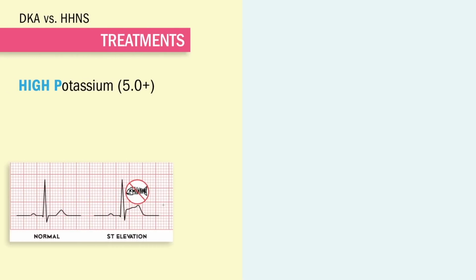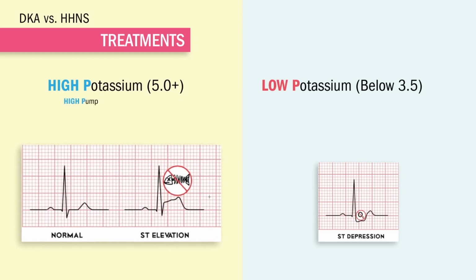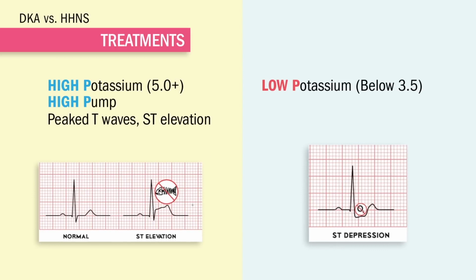Now, to help you remember the ECG rhythms with high versus low potassium, our memory trick is very simple here. So just think high potassium, we have high pumps. So we get peak T waves and ST elevations for potassium over 5.0. And the exact opposite for low potassium below 3.5, just think low pumps. So we get flat T waves and ST depression, and even this weird little U wave. What the heck's a U wave?